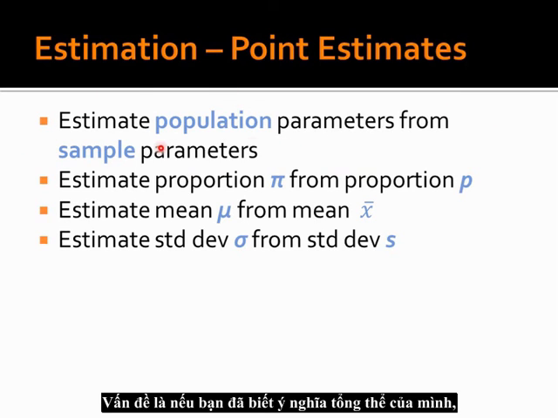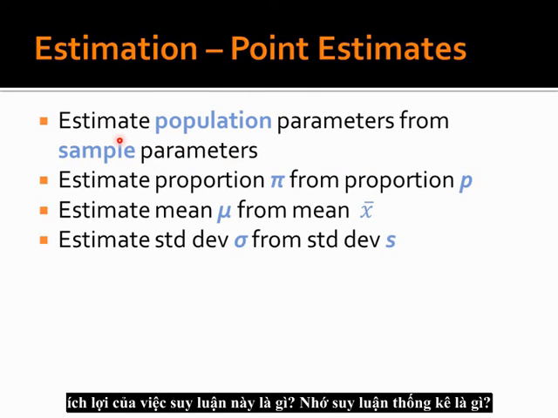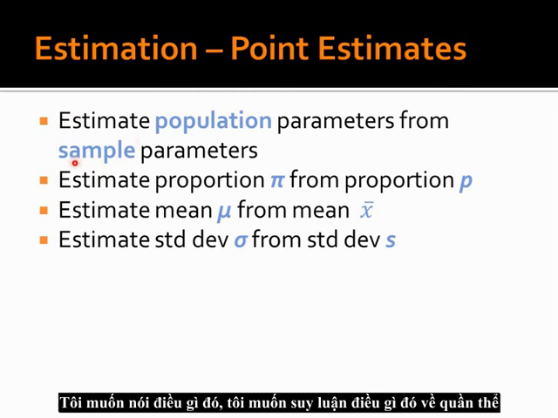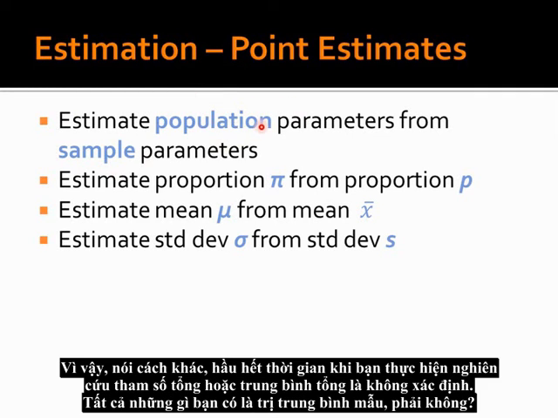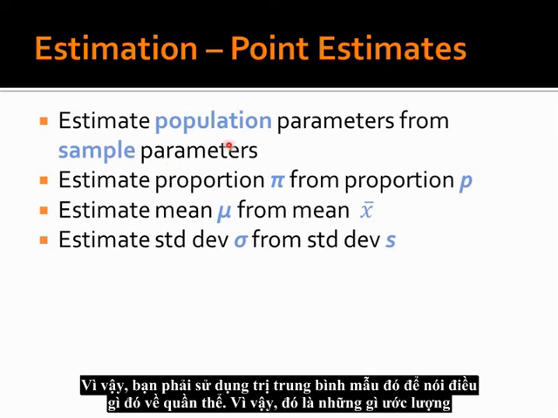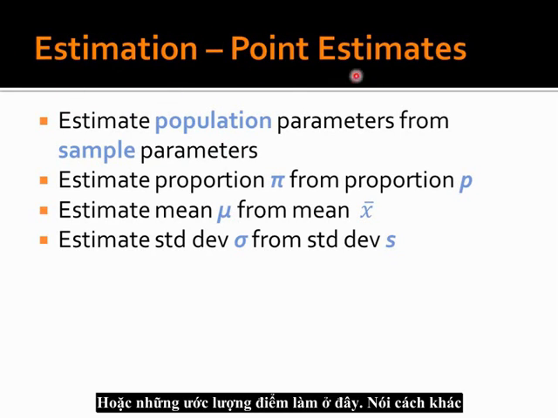The problem is that if you already know your population mean, what's the point of doing inference in the first place? Remember, statistical inference says that I collect a sample from an unknown population, and from that sample I want to infer something about the population. So in other words, most of the time when you do your research, the population parameter or the population mean is unknown. All you have is the sample mean, right? So you've got to use that sample mean to say something about the population. So that's what estimation is about, or these point estimates here.